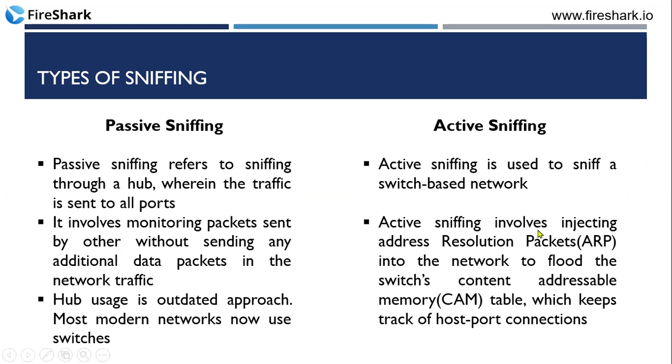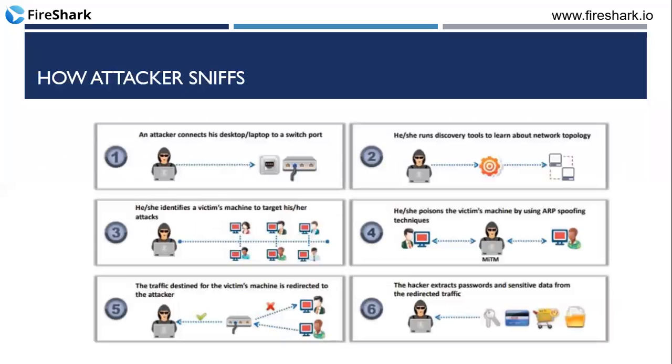In active sniffing, we generate ARP packets or MAC packets so that we can flood the table, the content addressable memory, which is the table that keeps all the information, until it is overflooded. Now, hubs use an outdated approach, as I said earlier, and most modern networks use switches. So the most widely used technique is flooding the switch to force it to update.